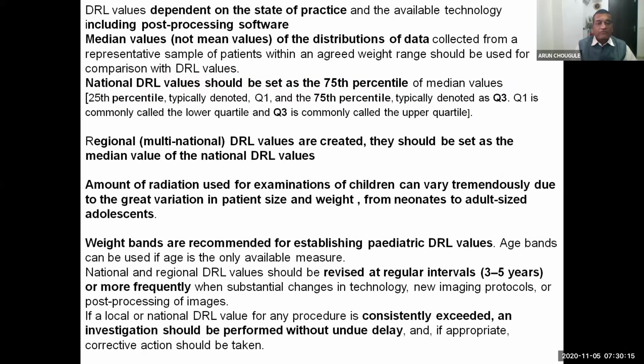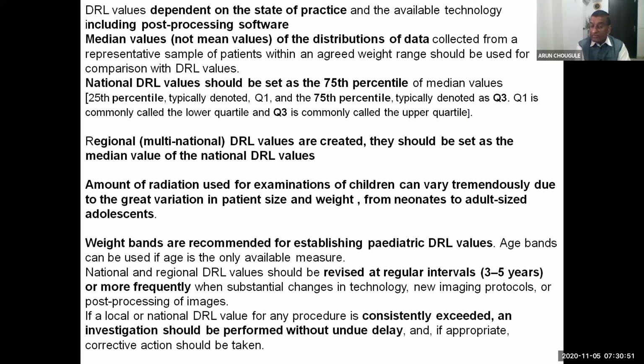So DRL values depend on the state of practice and available technology, including post-processing software. And as you know, we have moved from conventional film-based radiology to filmless digital radiology, where post-processing software is there, which definitely affects the dose required to get the required image quality.